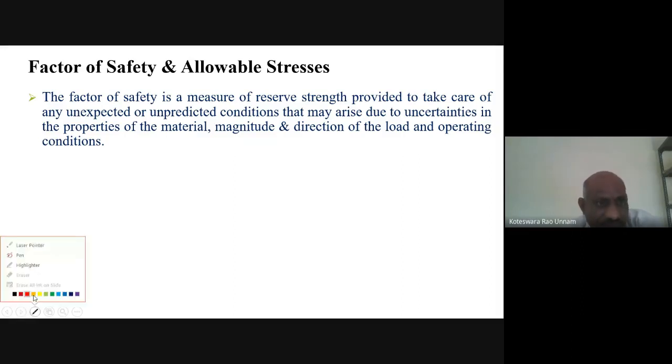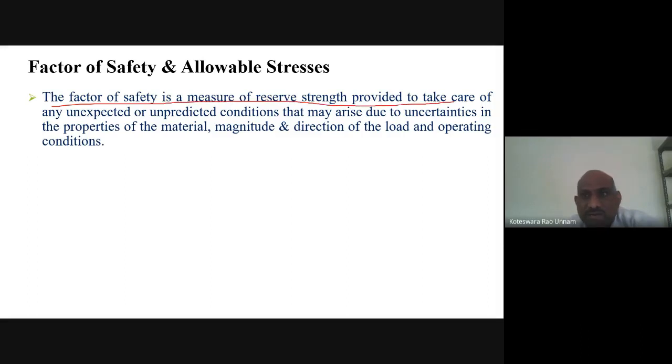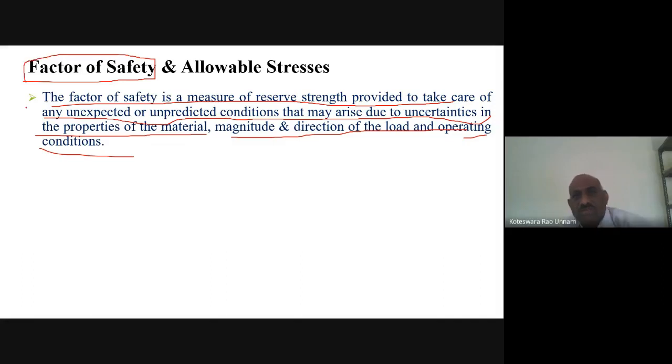Factor of safety is defined as a measure of reserve strength provided to take care of any unexpected or unpredicted conditions that may arise due to uncertainties in the properties of the material, or the magnitude and direction of the load, and operating conditions. So the factor of safety is nothing but a reserve factor, which is applied in the design to take care of unexpected or unpredicted conditions with respect to properties of the material.